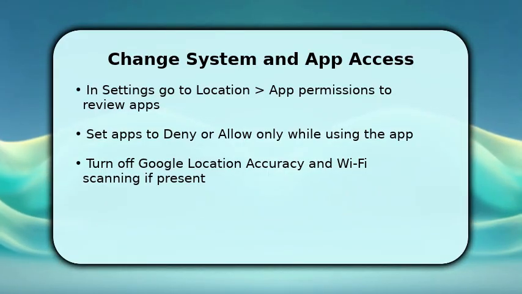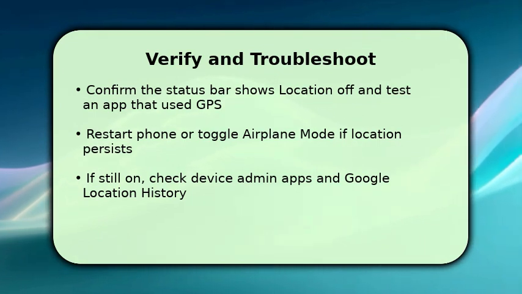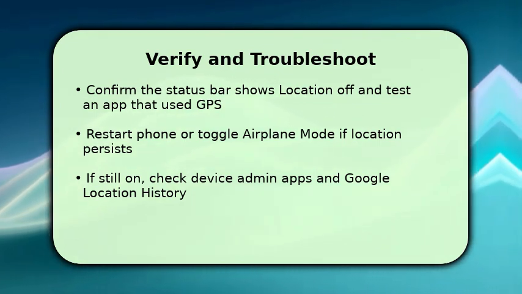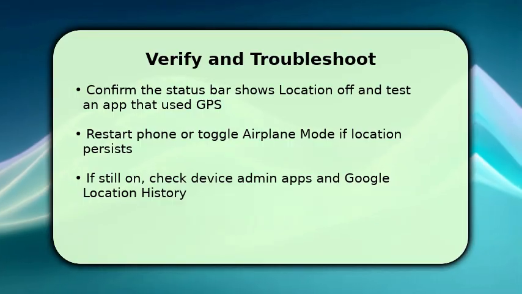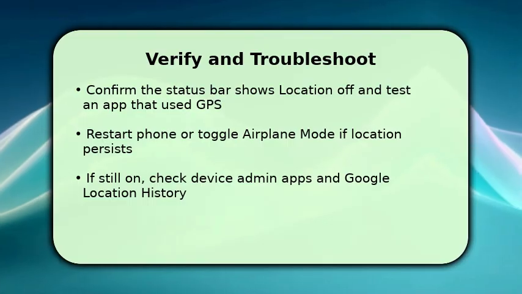You finish by verifying. Check the status bar icon and open an app that used GPS to confirm it no longer has a fix. If location appears active despite settings, restart your phone or briefly enable airplane mode and turn it off. That clears many service conflicts.